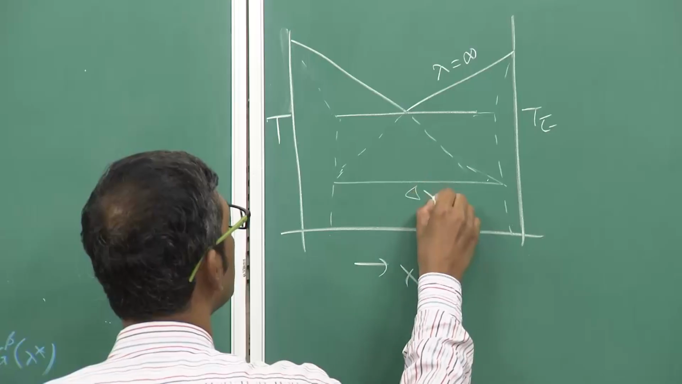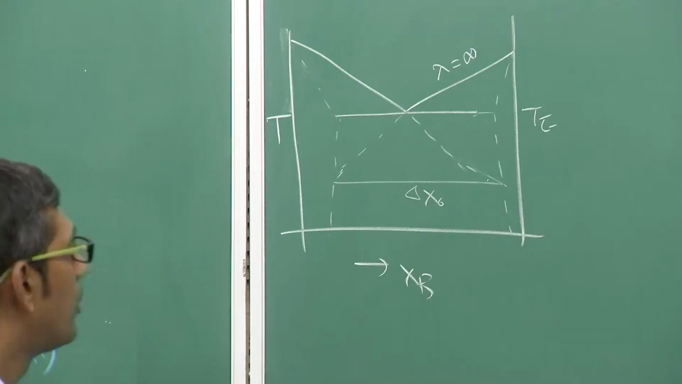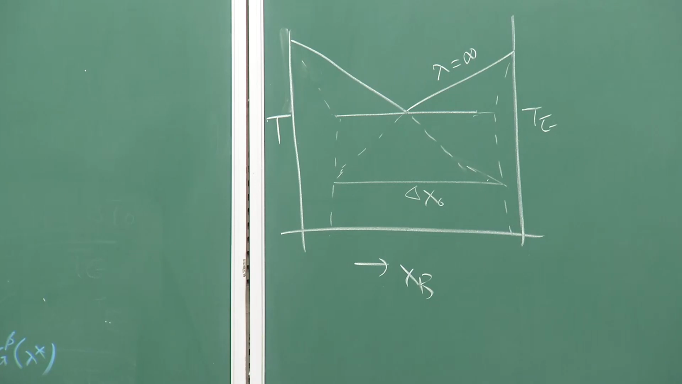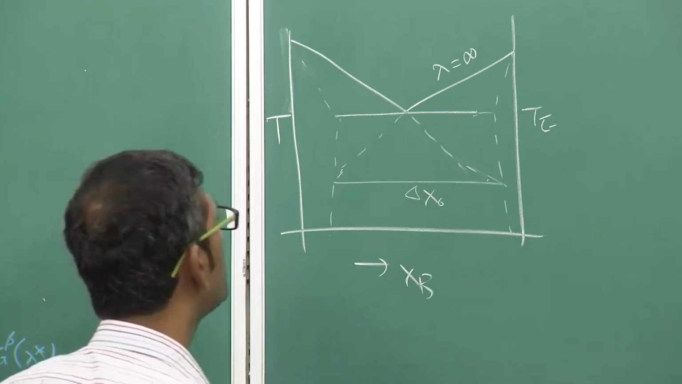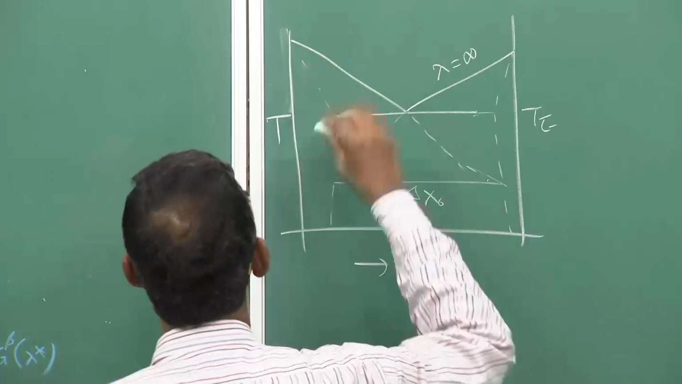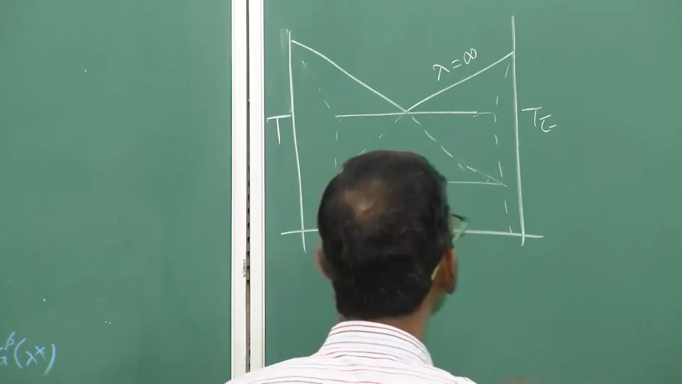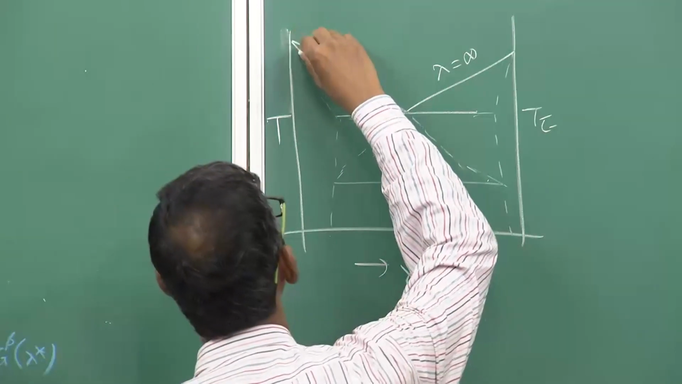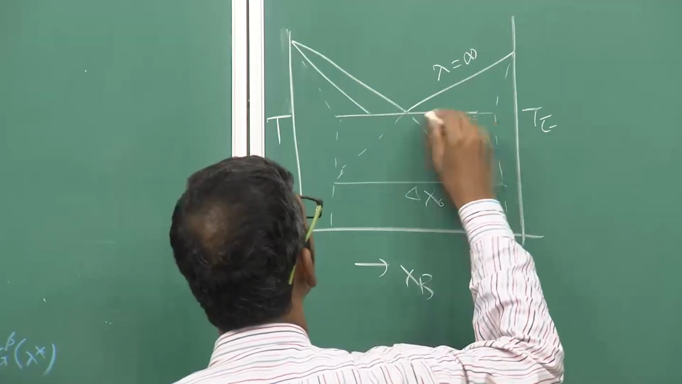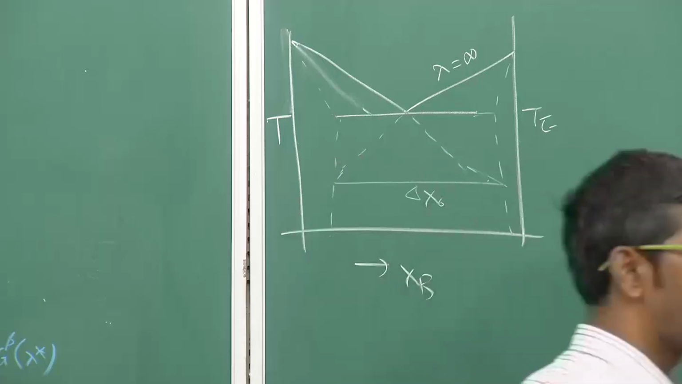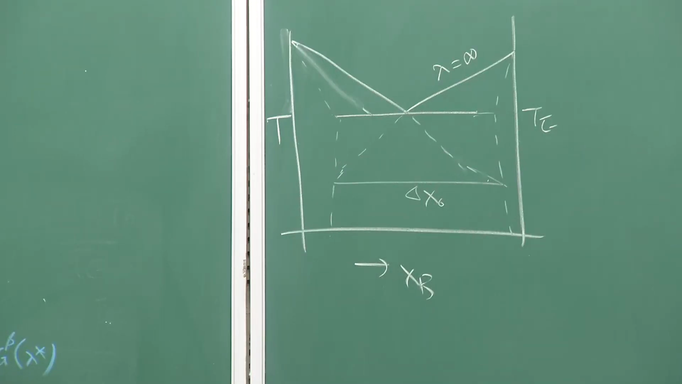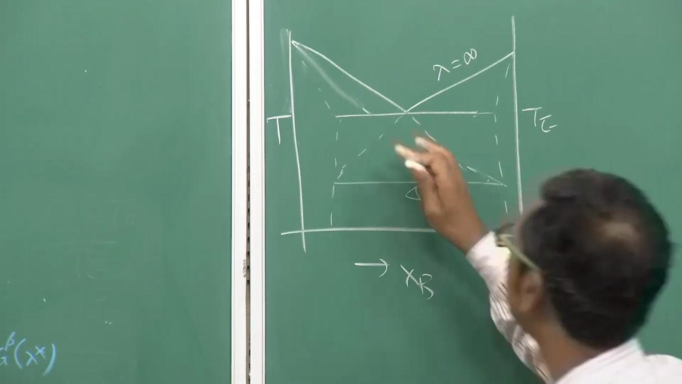That can be written at x is 0. So when lambda is very high, this compositional difference should exist between these tips, but when lambda is finite, what will happen? This will go down. The temperature will simply go down. That is very easy to draw. Obviously everything will go down.